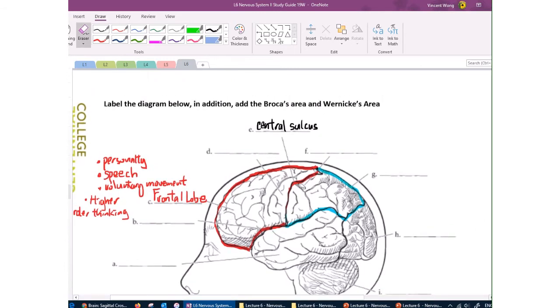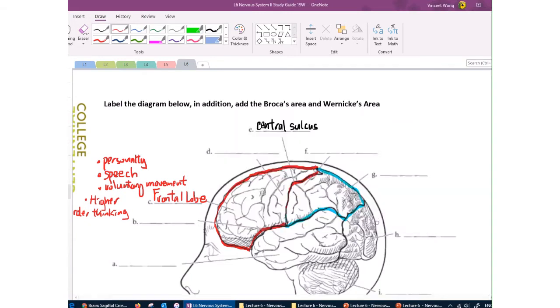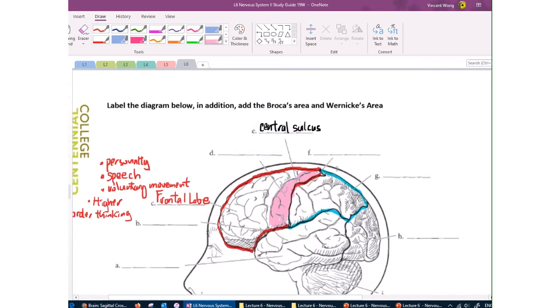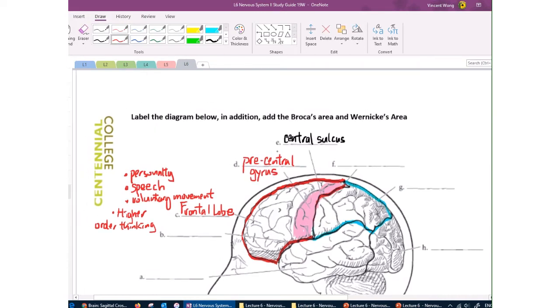So at the back of the frontal lobe, just in front of the central sulcus, is going to be a special region. Okay, so this special region is called the precentral gyrus. Okay, precentral gyrus. Basically, it is a bump that is in front of the central sulcus. Okay, precentral gyrus, and on this precentral gyrus, it contains a very important functional area.